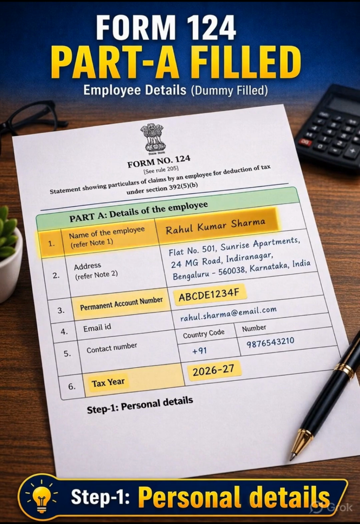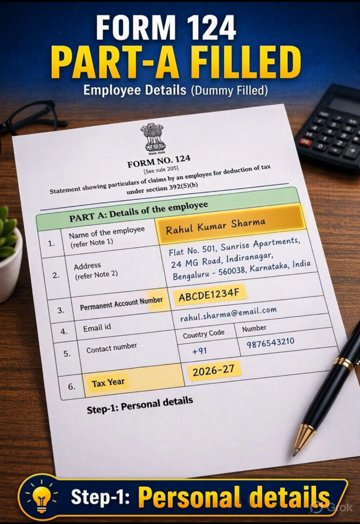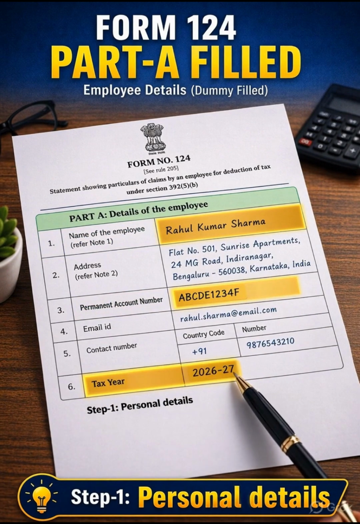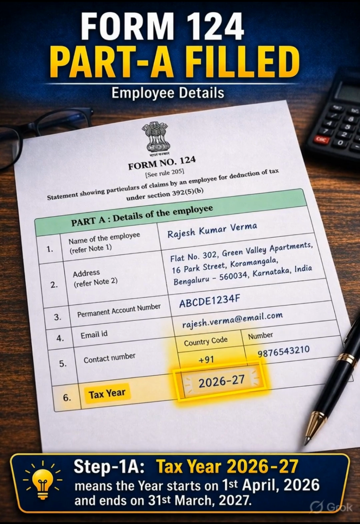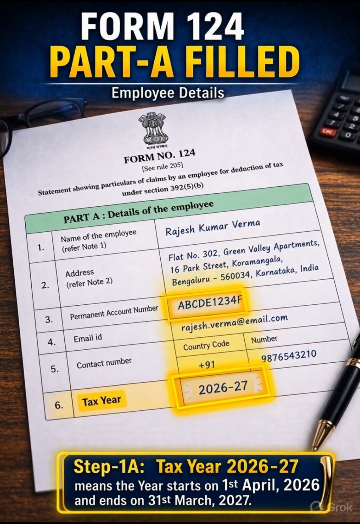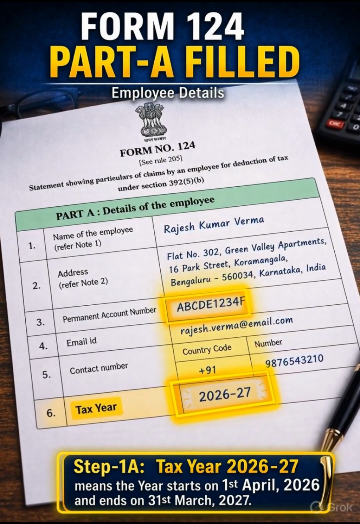Start with Part A. Fill your basic details like your name, PAN, contact, and tax year carefully. Here, tax year is a newly introduced term. We have filled with some dummy text for your reference. For example, tax year 2026-27 means income earned from April 1, 2026 to March 31, 2027. Make sure you select the correct year.